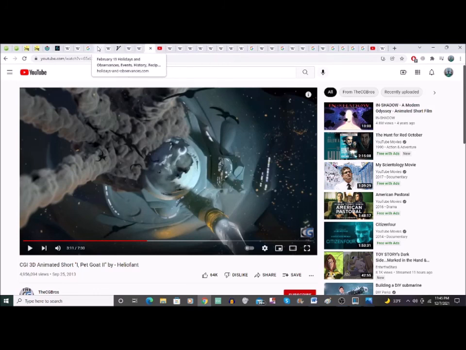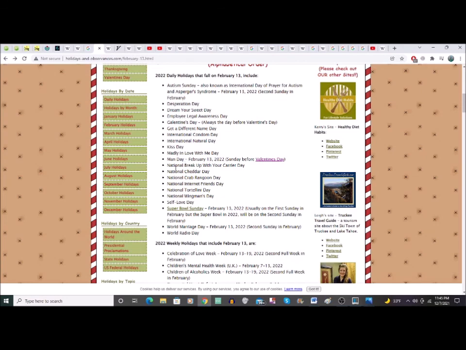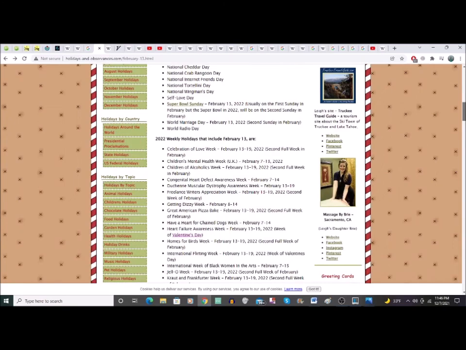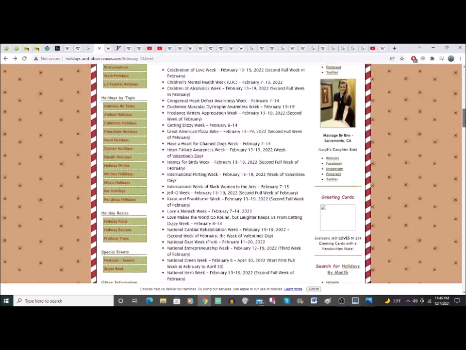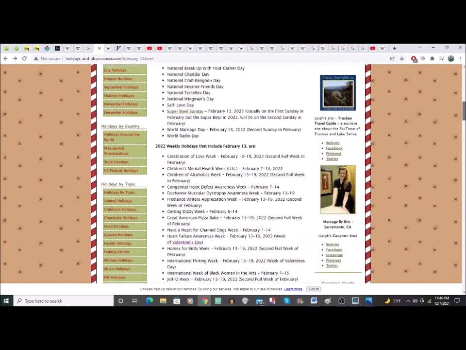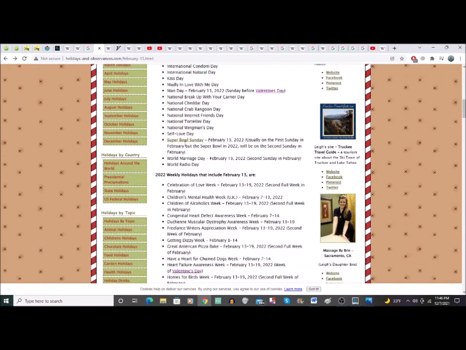You've just seen it there on these holidays, right? We'll come back to the holidays in a minute and go through them. But down here, where was it? Oh, it's right here. Super Bowl Sunday, usually on the first Sunday in February, but the Super Bowl in 2022 will be on the second Sunday. Interesting that they decided to move it for this year. I'm not sure what the reasoning behind that was, but interesting that they've moved it, and it's on February the 13th.